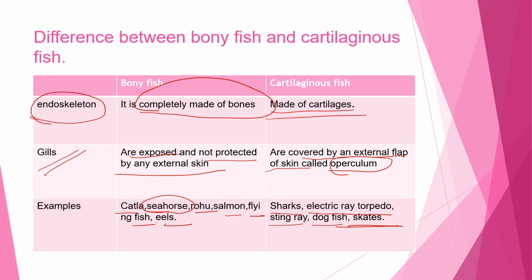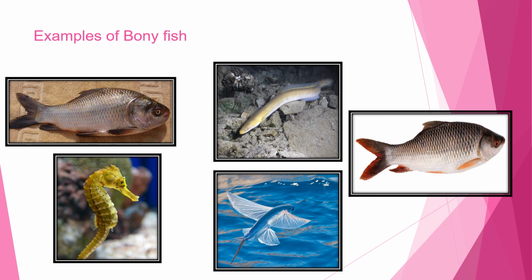So these are the examples of bony as well as cartilaginous fishes. Now we'll move on to the examples. Here are the examples of bony fishes. You can see this first one is Katla, then comes seahorse, then this one is eel fish, next flying fish, and this is rohu. So these all are the examples of bony fishes.